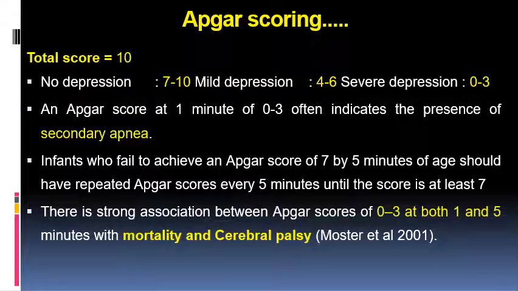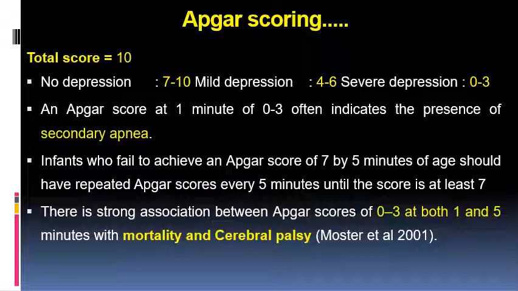Then infants who fail to achieve an Apgar score of 7 by 5 minutes of age should have a repeated Apgar score every 5 minutes until the score is at least 7. So in this way we understand that the baby should get at least a 7 score out of 10 to maintain the normal physical parameters, right?